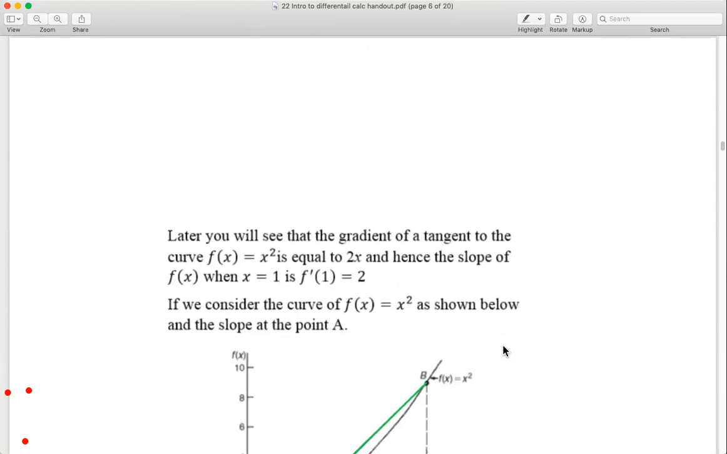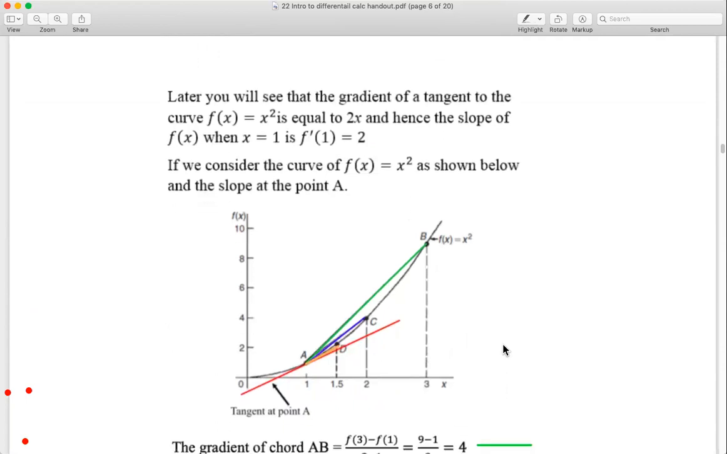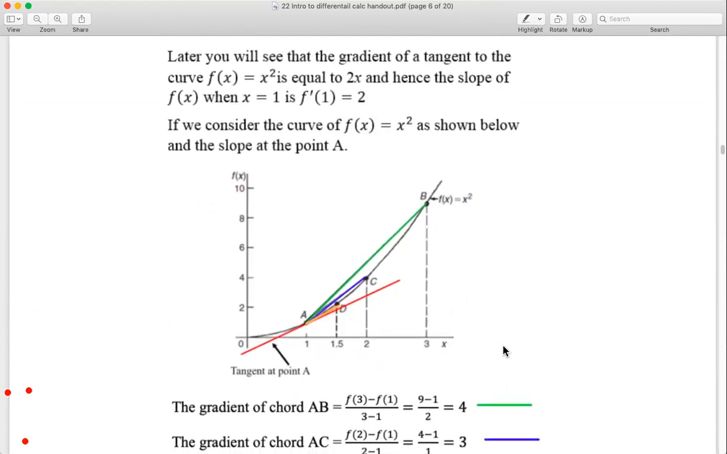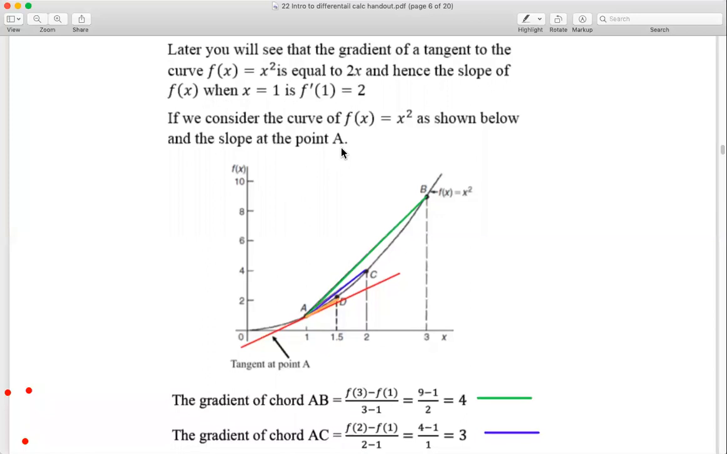Now, later on, you will see when we start doing the calculus that the gradient of a tangent to the curve f of x equals x squared is equal to 2x. And hence the slope of f of x when x is equal to 1 is f dash of x, which means the first differential. Don't worry too much about that at the moment, but the slope of the graph is equal to 2x, and where x is 1, the slope is equal to 2.